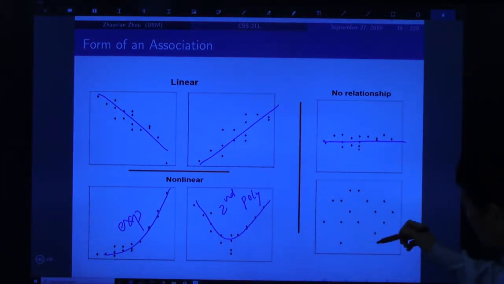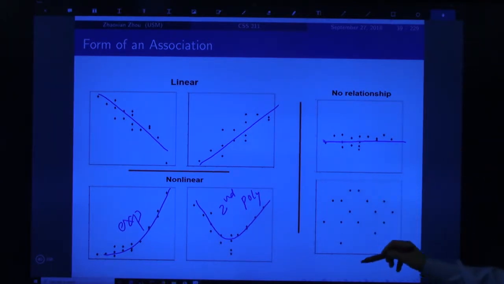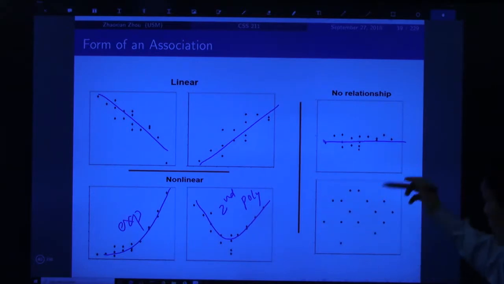And for this one, the dots are totally randomly distributed on the plane. So we cannot draw a straight line or a curve, so there's totally no relationship.